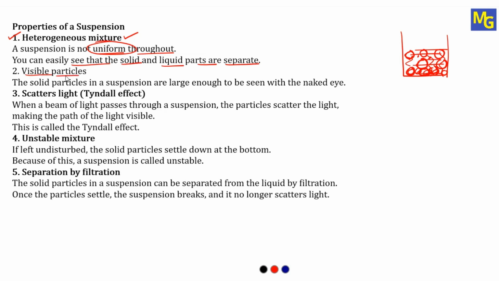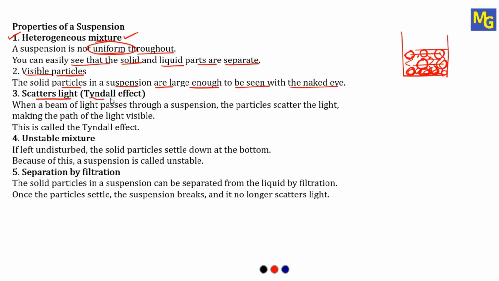The second property is visible particles. Visible means we can see the particles. The solid particles in a suspension are large enough to be seen with the naked eye. So by naked eye only, without using any instrument, you can easily see the solid particles in the suspension. Third one is scattering of light.